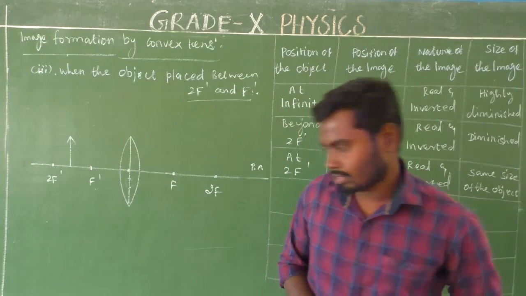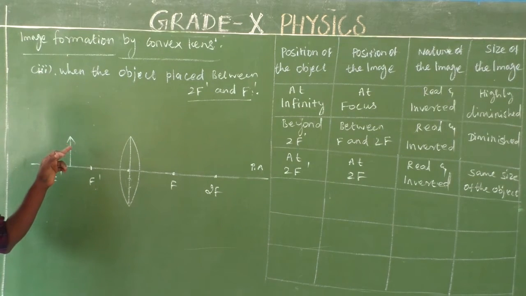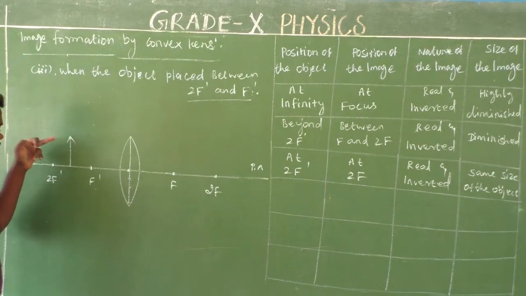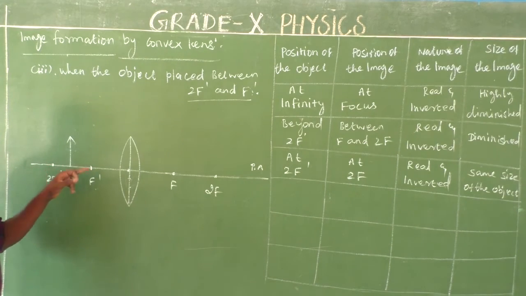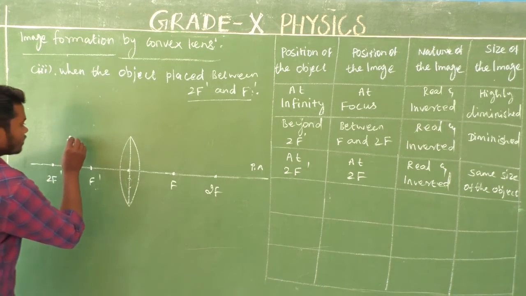Am I right? Yes. Consider first one. The first light ray is coming from an object placed between 2f dash and f dash. That is top of the object. Where? Top of the object, like that.